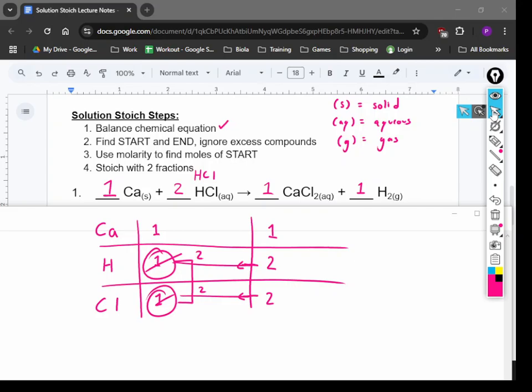Any questions on the balancing? Good with that? Okay, and if you guys need a review again, I think the stuff is still on Canvas if you want to go back and just watch the lecture just on balancing.